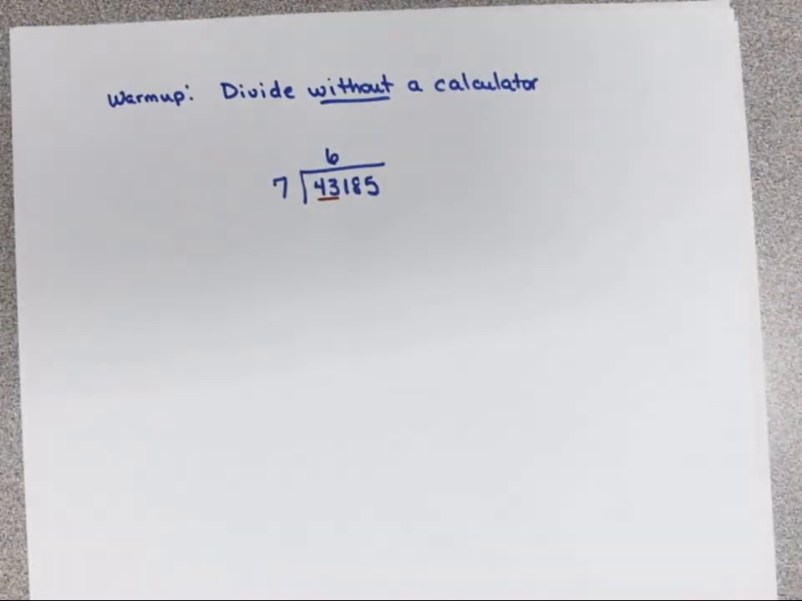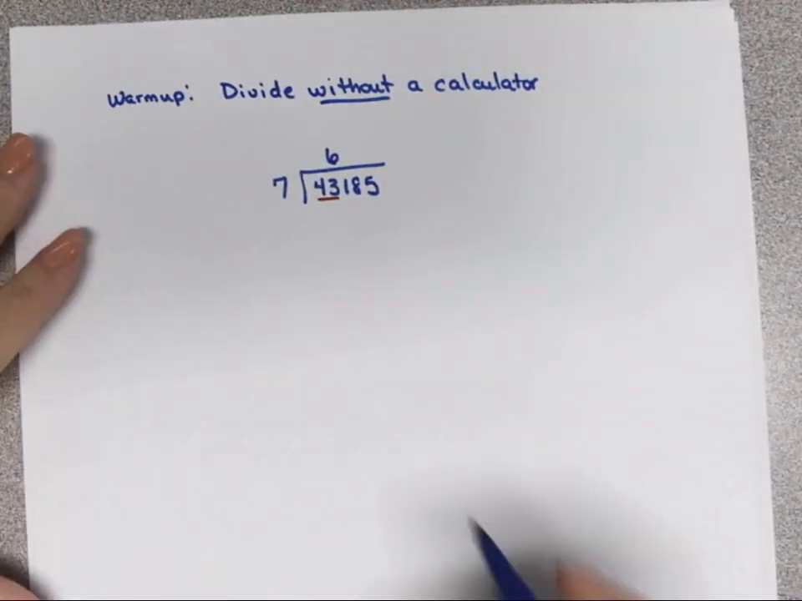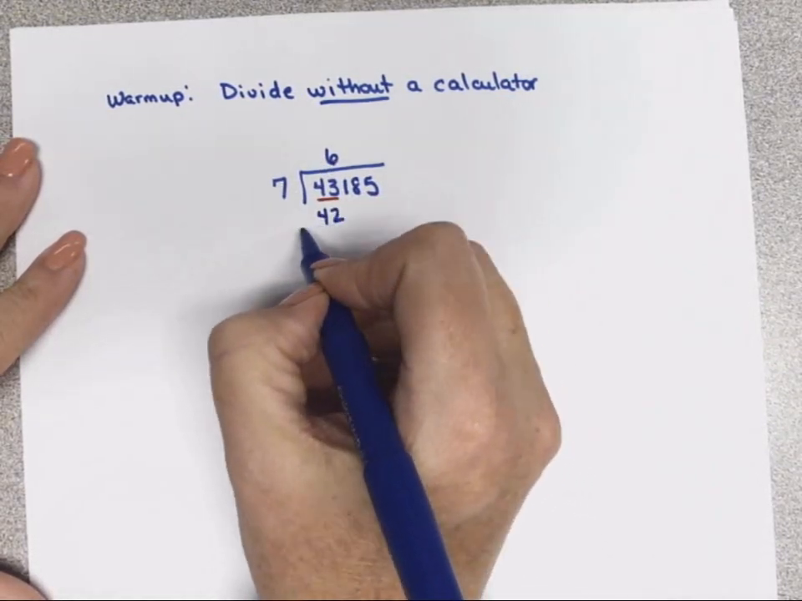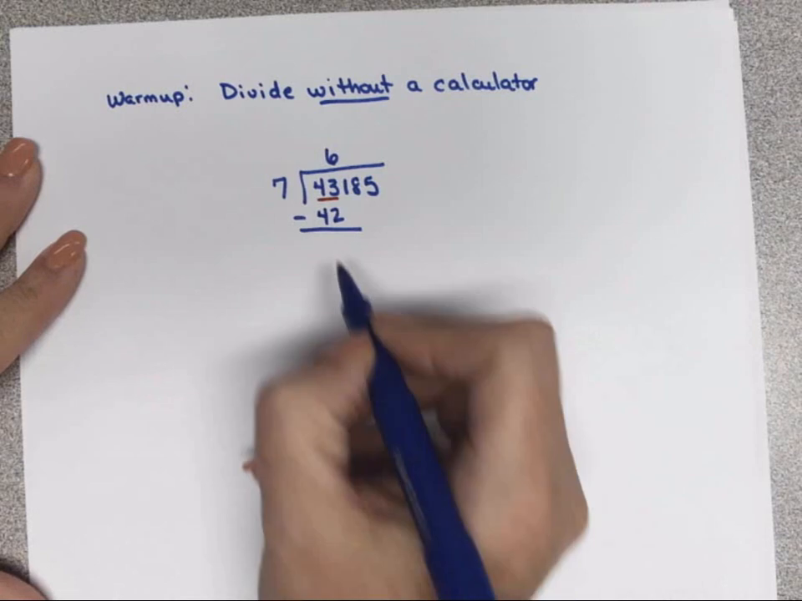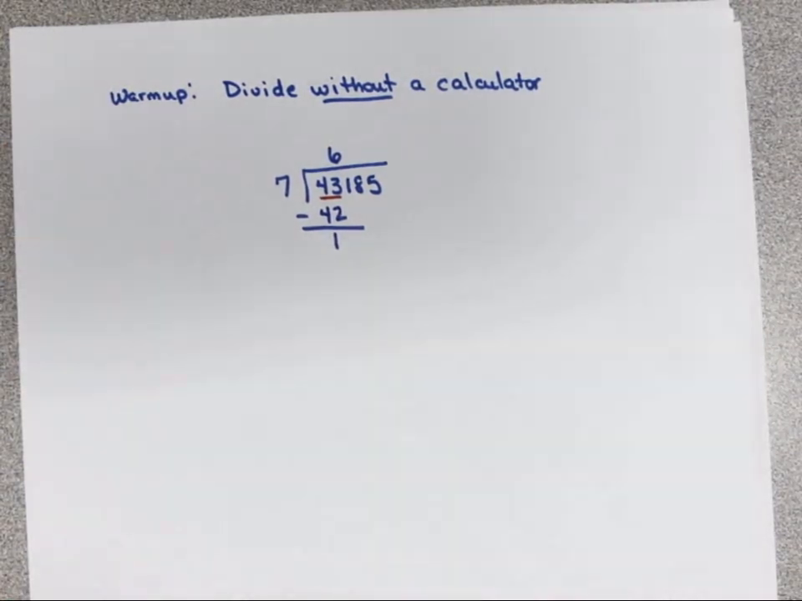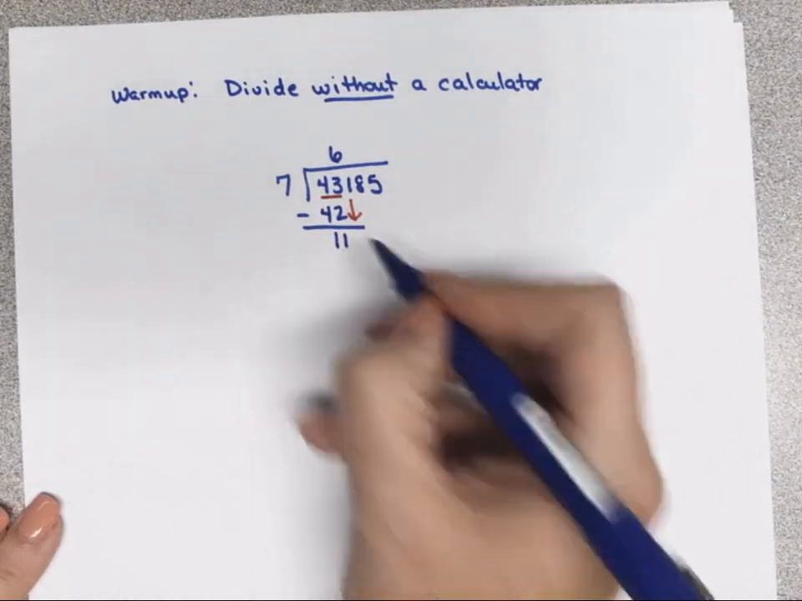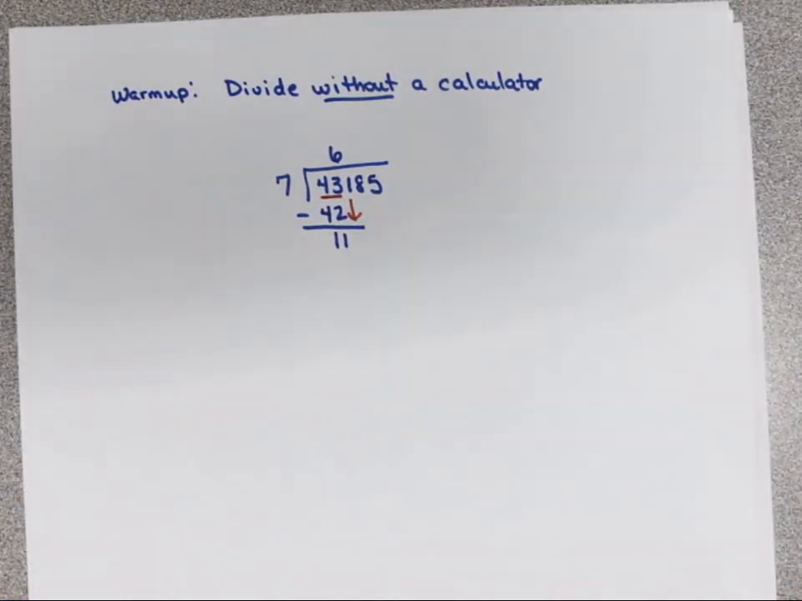And then what do we do with what we wrote on top? We multiply, right, and bring it down. So 6 times 7 is 42. So we multiply, then we subtract, and then we bring down the next digit, right? And then we do the process all over again. We just keep going until we have some sort of answer, right?